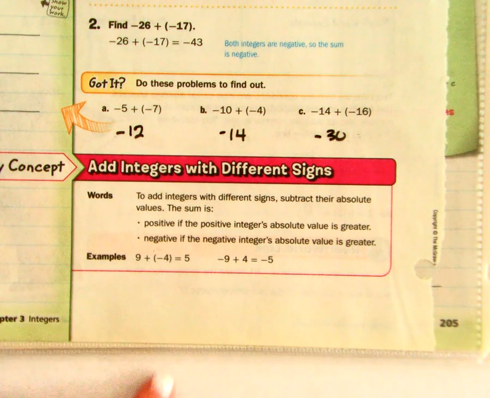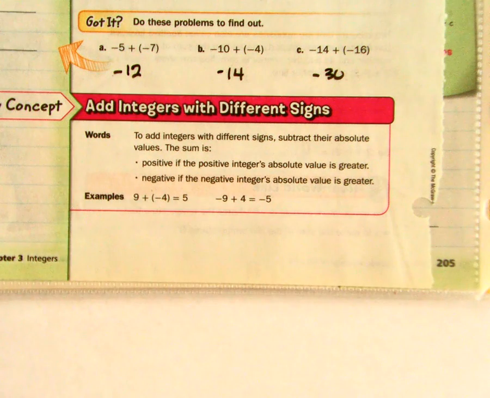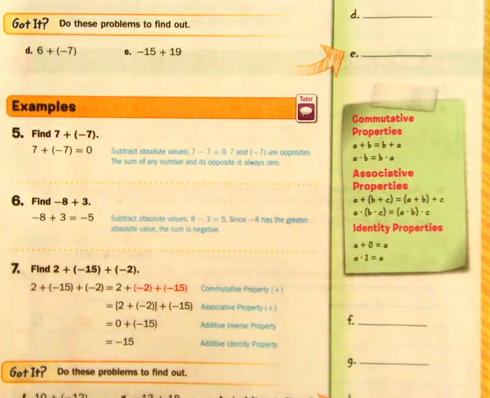Then we're going to add integers with different signs. To add integers with different signs, subtract their absolute values. The sum is positive if the positive integer's absolute value is greater, and it's negative if the negative integer's absolute value is greater.